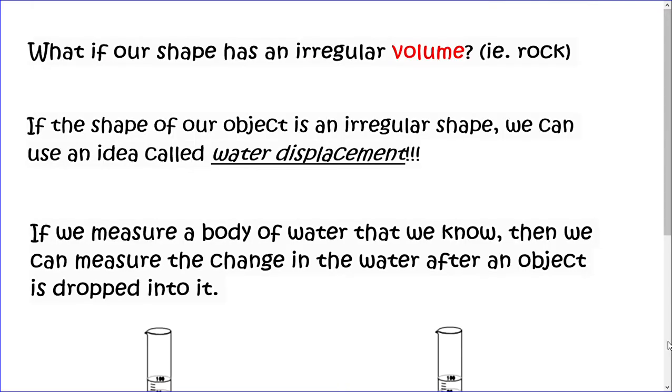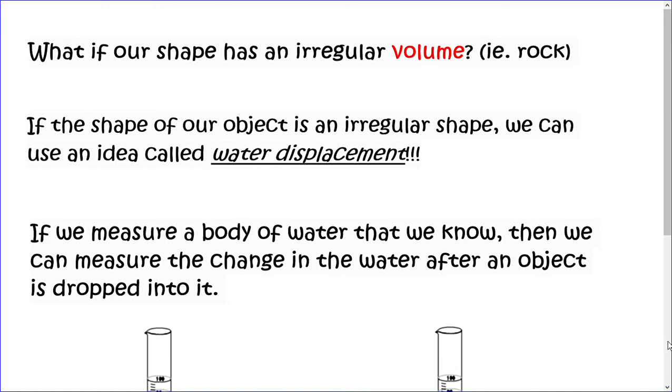So what if our shape has an irregular volume, like a rock for instance? If this has an irregular volume, then we can use this idea called water displacement. And you've probably known about water displacement without realizing what it was. If you've ever got in the bathtub before, for instance, you notice that when you sit in the bathtub, the water level gets higher. It's because the water is being displaced. It's the same volume of water in the tub, but it has to move out of the way for you to get in. So it's raising. So how much that water raises tells us a lot about the object that's getting placed into it.